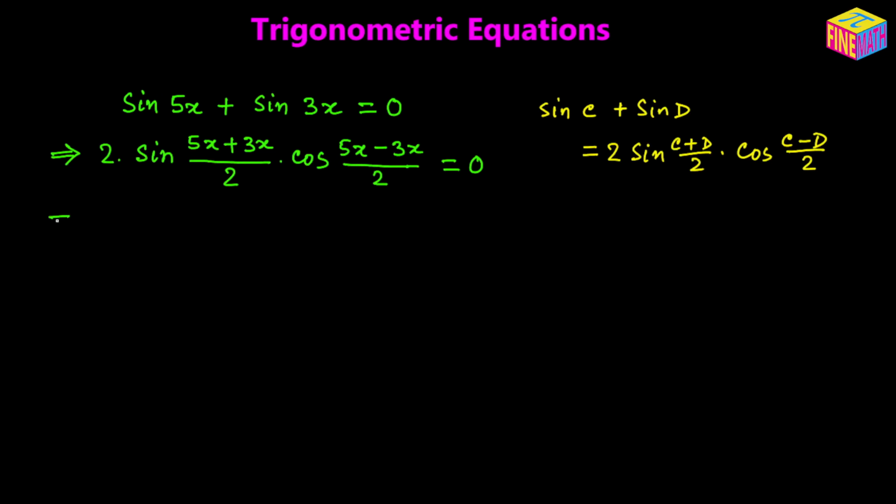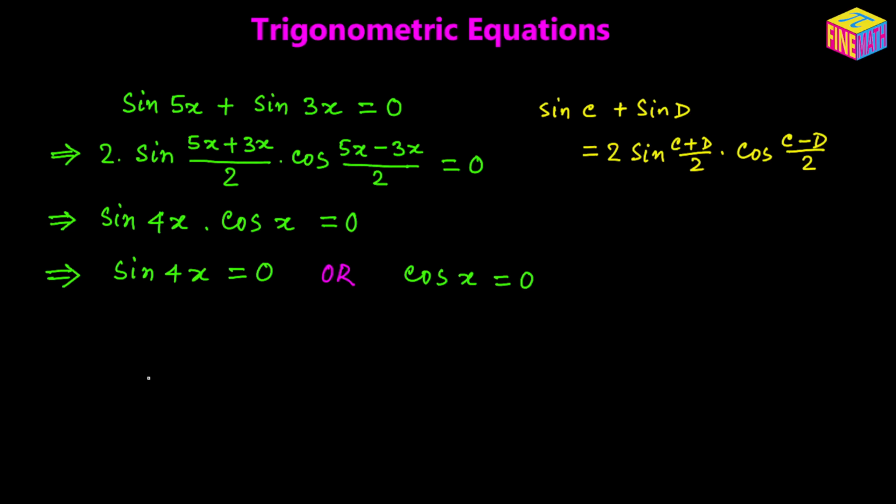And from here, if we divide both sides by 2, then we are going to get sine of (5x plus 3x), that is 8x over 2, so that would be half of 8x, that is 4x. So sine of 4x times cosine of (5x minus 3x), that is 2x over 2, that will be cosine of x, just x, and that is equal to 0. Now we have a very nice factored form here. So from here we can say sine of 4x equals 0 or cosine of x equals 0.